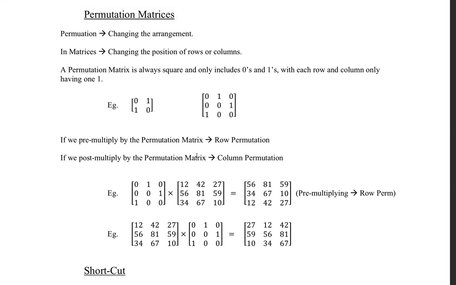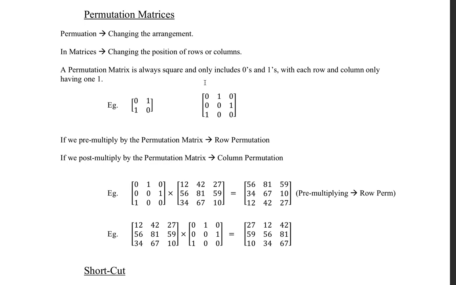This video is about permutation matrices. Permutation means changing the arrangement, but in matrices, it means changing the position of rows or columns. A permutation matrix is always square and only includes zeros and ones, which means it's binary. So it's a square binary matrix.